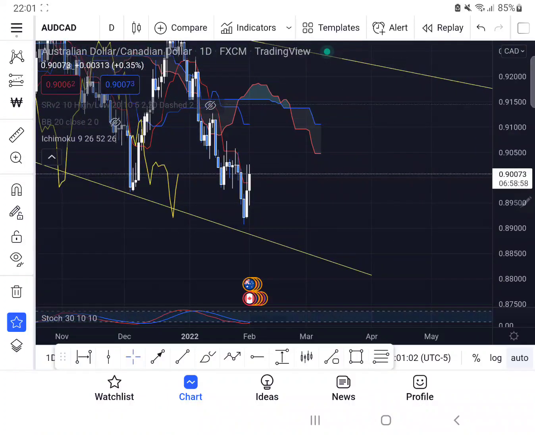So if this cloud thickness is not quite big anymore, but there are many wicks on AUD/CAD as you can see above, so it can be resistance by the Tenkan-sen red line. Alright, and then it going down to the Kijun line below. Of course it can happen.